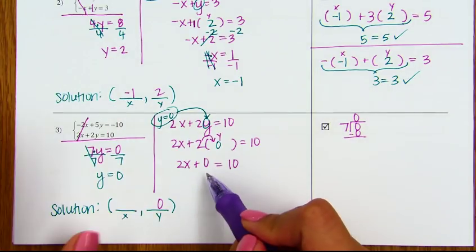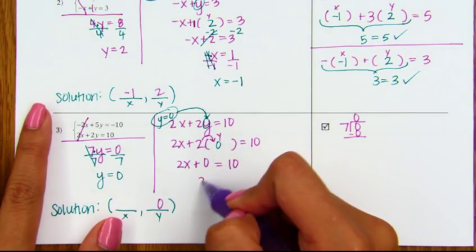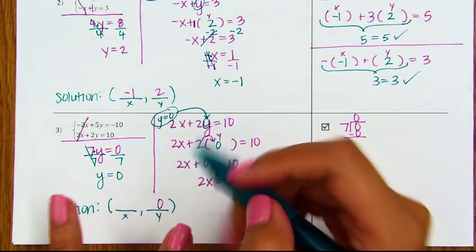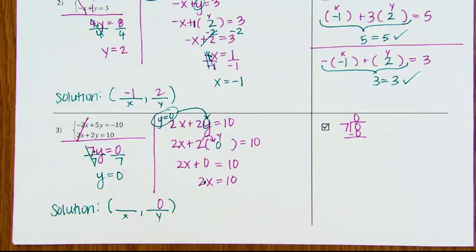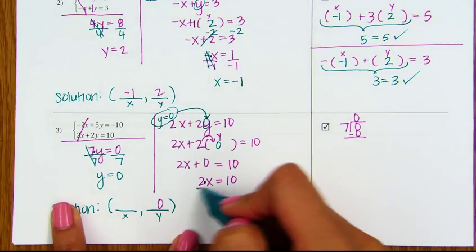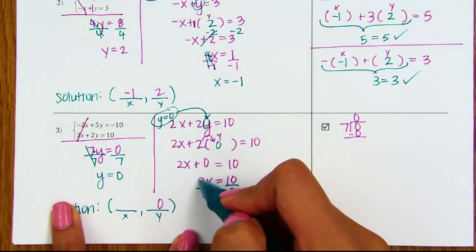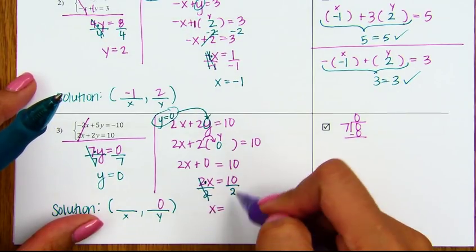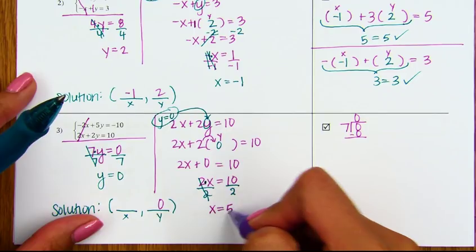This 0 is not going to make much of a difference, so I'm going to rewrite it without the 0. Now it's just a matter of solving for the x. Since this does mean 2 times x, I'm going to do the inverse, which is to divide both sides by 2. The 2's cross cancel, leaving me with x equals 10 divided by 2, which is 5.